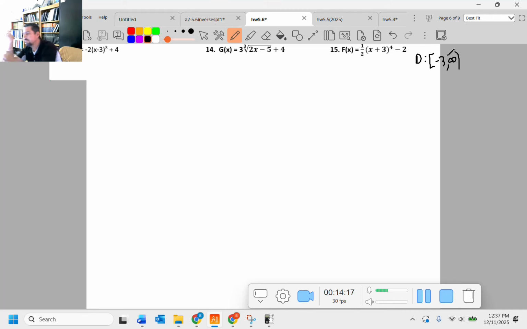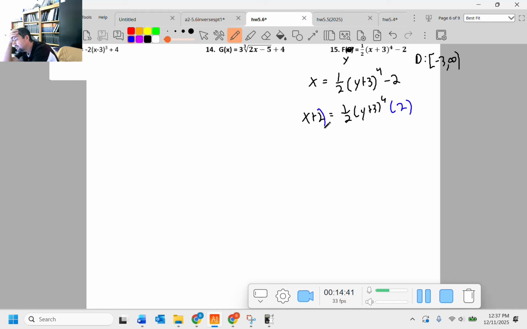That's what it is. All right, let's get the f out of that f of x, because f of x is fancy for y, and we're swapping x and y. That x becomes a y. We have a 4th power, minus 2. We're going to add 2 to both sides. X plus 2 is 1/2 of y plus 3, all to the 4th. The opposite of multiplying by a half is multiplying both sides by a 2. Gone. That's 2x plus 4 equals y plus 3 to the 4th power. The opposite of the 4th power is the 1/4 power.